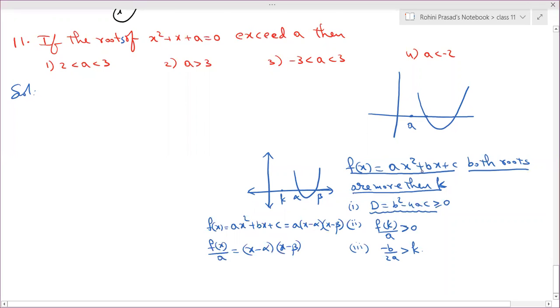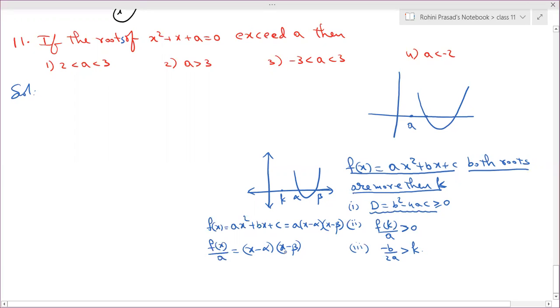So now we are trying to find the condition for both the roots to be more than k. So for both roots to be more than k, k minus alpha and k minus beta both should be negative numbers, because k is less than both alpha and beta.